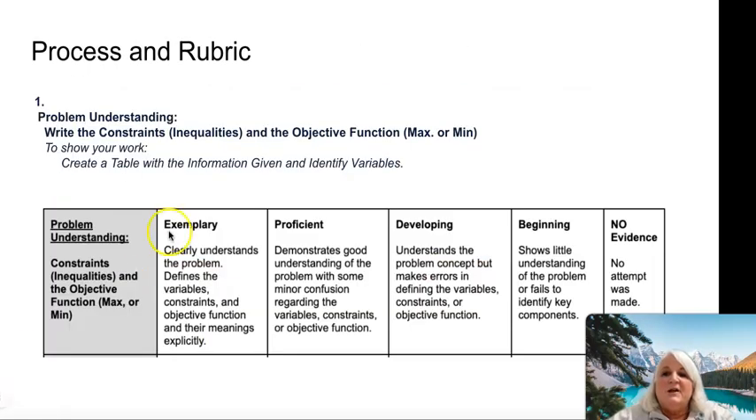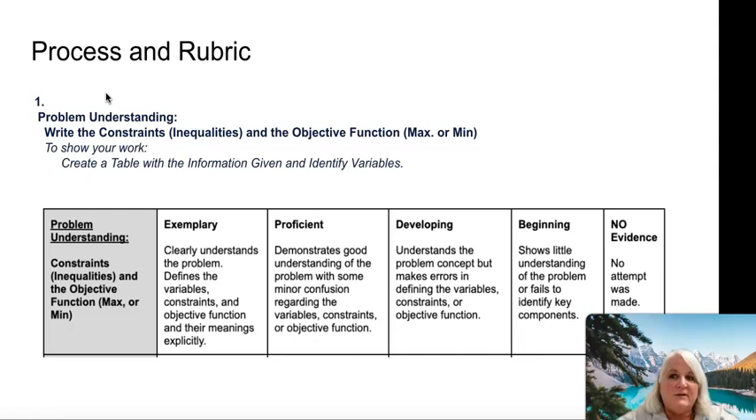Okay, the process and the rubric. This is the first part of the process, the constraints and the inequality and the objective function being written. This is so that you don't just meet, that you exceed the expectations. So you can pass the lesson by not doing this part.